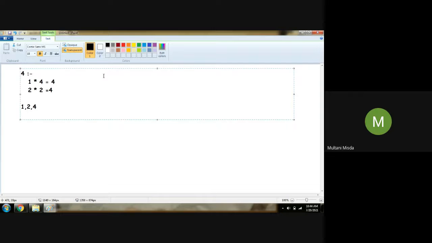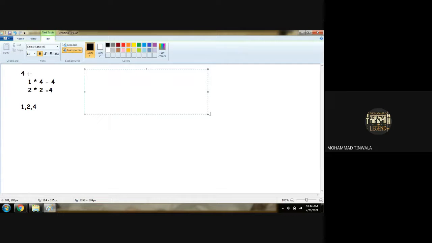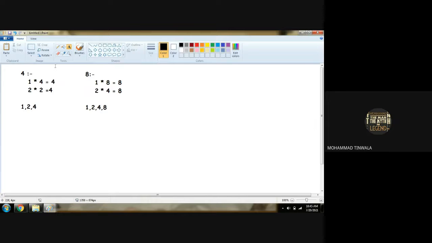Girls, steps you have to write. 8. Can I say 1 8 is 8? Yes, 1 8 is 8. 2 4 is 8. Okay, then 4 2 is enough. So 1, 2, 4, 8 are the factors of 8.